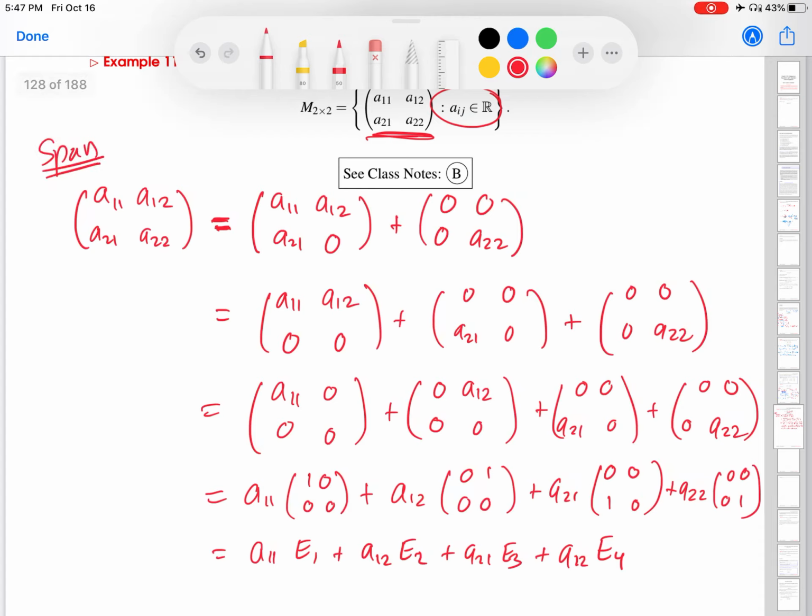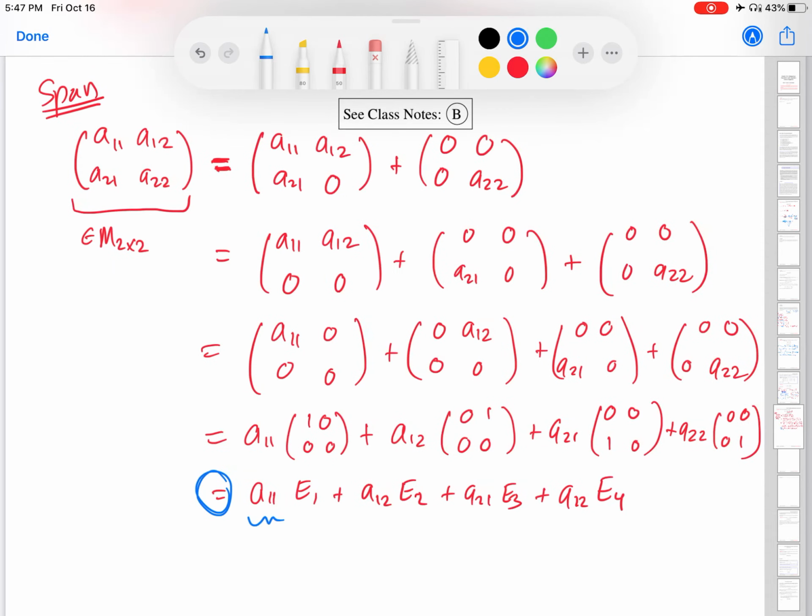So I have now shown that this is the spanning step, right? I have shown that if I look at a matrix that looks like this, which is in the space of 2 by 2 matrices with real entries, it can be written as a linear combination of these very special matrices that are also in the space of 2 by 2 matrices, okay? So this calculation shows that E1 through E4 span the set M 2 by 2.